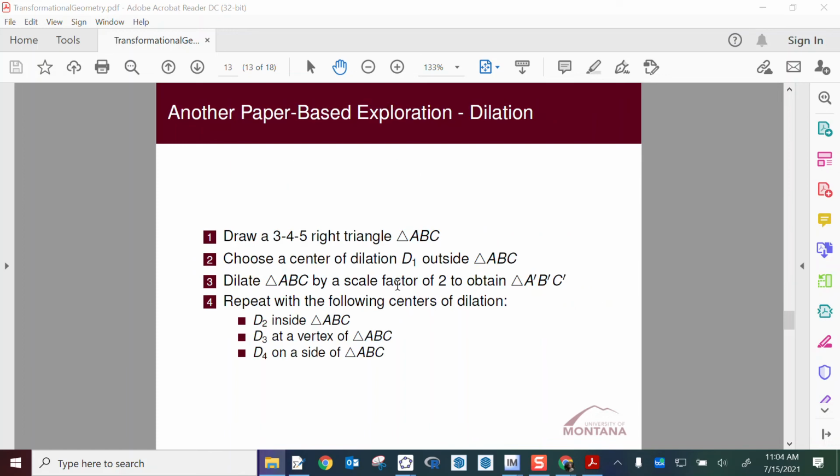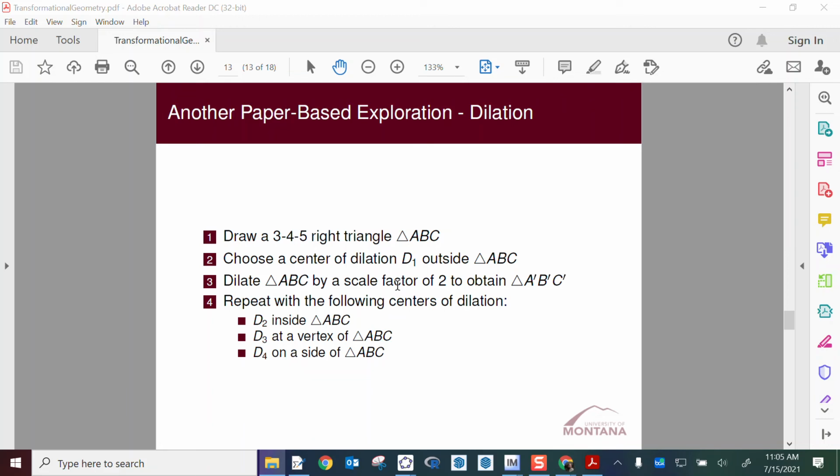Well, let's try another pen and paper based exploration on dilation. I've created a handout, and the instructions are on the handout. It says draw a 3, 4, 5 right triangle, call it ABC, choose a center of dilation, let's call it D1, outside of ABC, and then dilate ABC by a scale factor of 2 to obtain A prime, B prime, C prime. And then we're supposed to repeat that with the following centers of dilation: D2 inside, D3 at a vertex, and D4 on a side of ABC.